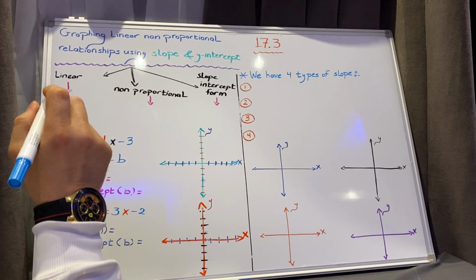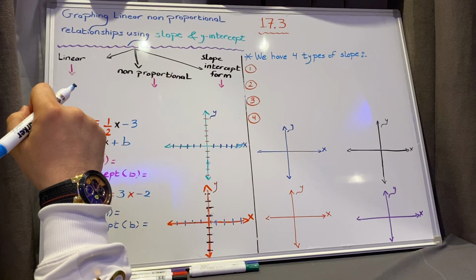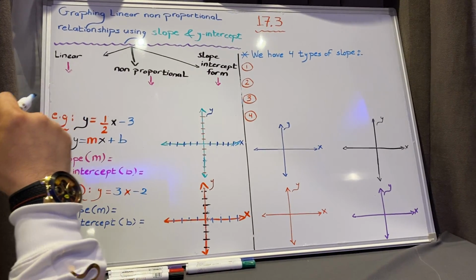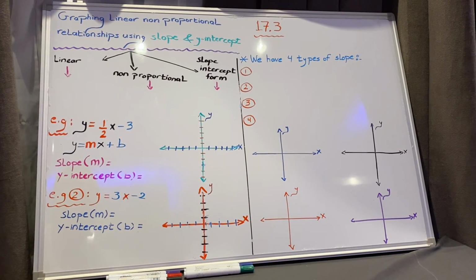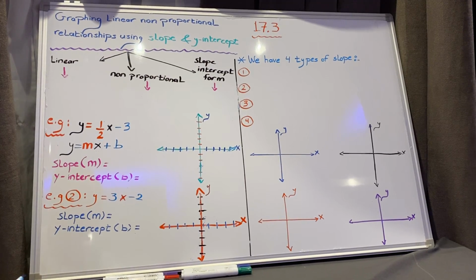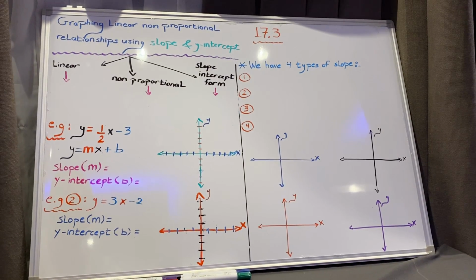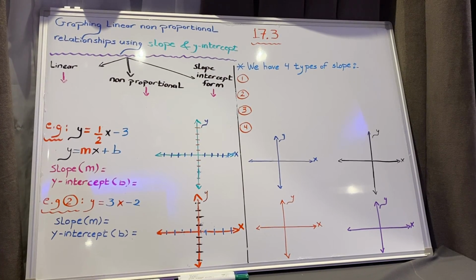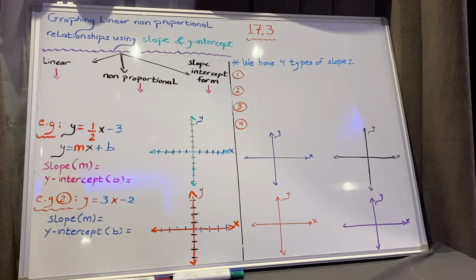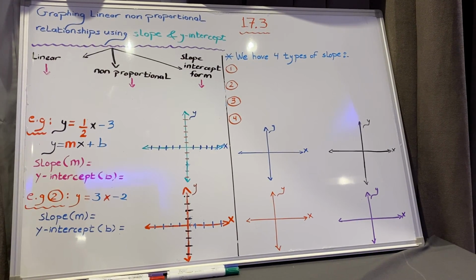Hi everyone. I hope you are joining me in this lesson 17.3, which is about graphing linear non-proportional relationships using slope and the y-intercept. I know it's a long title, guys, but of course we will specify each part of it: what we mean by linear, what we mean by non-proportional, and how the slope-intercept form will work together, as a warm-up to remind you.